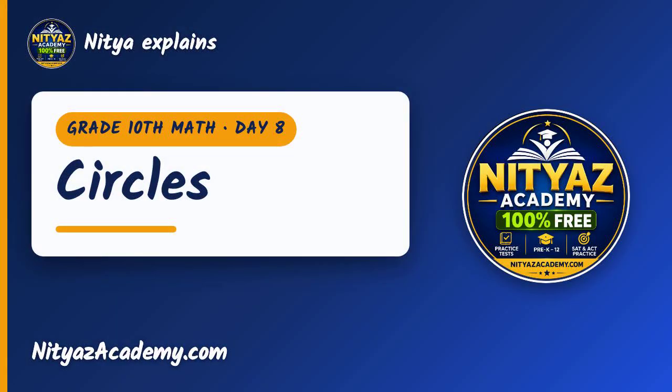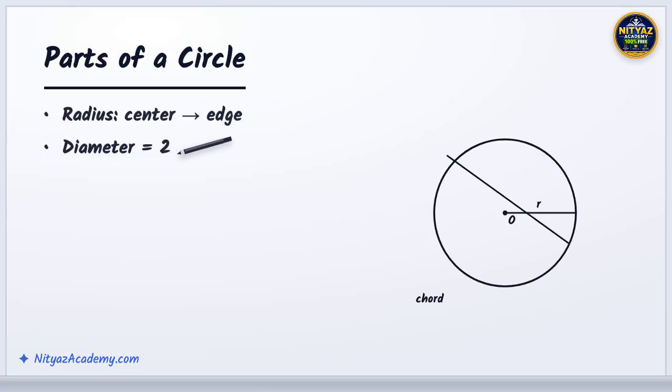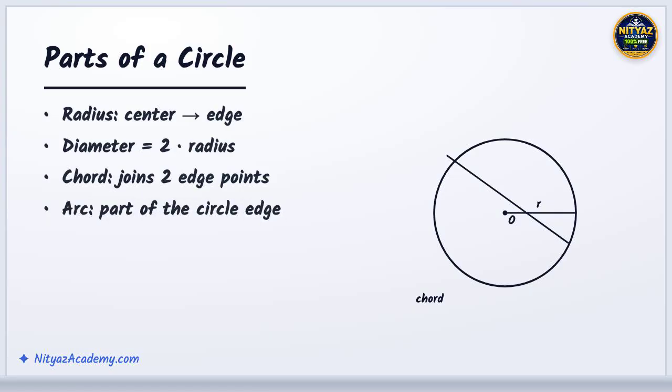Let's learn circles together, step by step. Let's name the pieces of a circle. The radius runs from the center to the edge. The diameter passes through the center and is twice the radius. A chord joins any 2 points on the circle, and an arc is a curved piece of the edge. Knowing this vocabulary makes every circle theorem easier to follow.